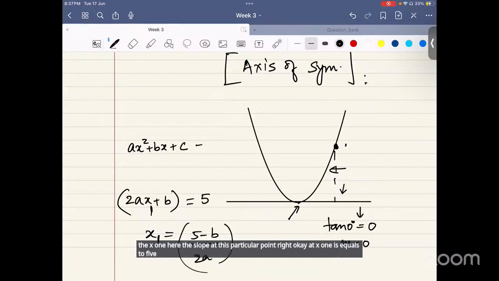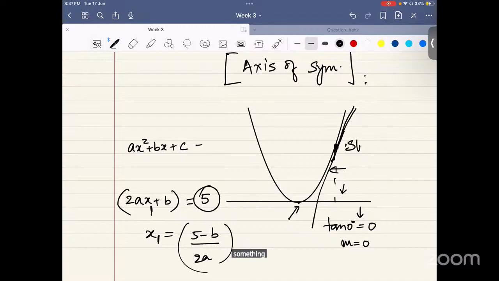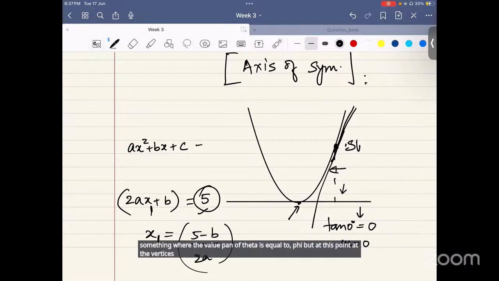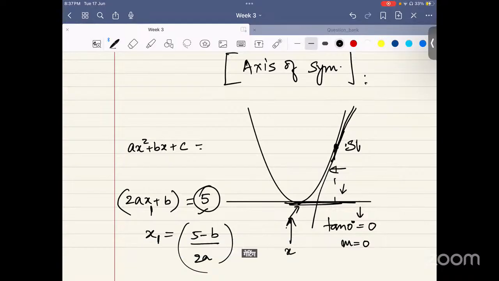Are you getting me? So if I draw a straight line here, the slope will be something where tan of theta is equal to 5. But at the vertex, where the minima of a parabola exists, the slope is 0. That's why I equated it to 0, just to get the value of this x. Are you able to understand?